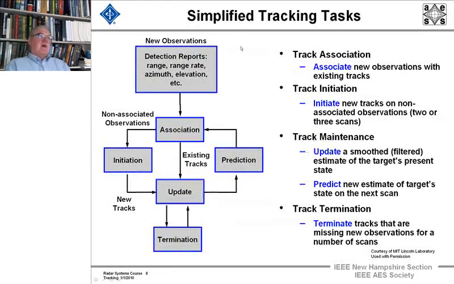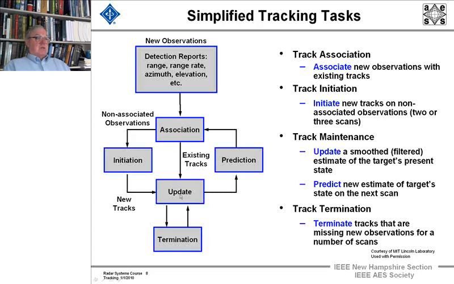And if you look at a simplified view of these different tasks, it really blocks down to fewer blocks. And there are really these 4 functions. And we're going to look at each of these 4 functions in detail. First, we have the new observations, where we have detection reports in range and azimuth. We can measure over time the range rate from range cell to range cell, the different detections, and get a value of that. Or we could directly measure Doppler if the radar is capable of it, azimuth, elevation, time, etc. And that will go into association.